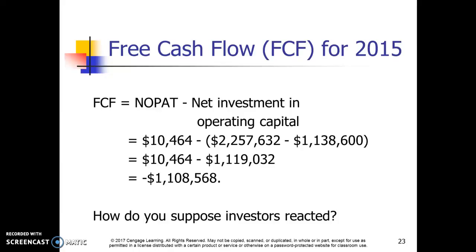Free cash flow for 2015. All right, so their net operating profit after taxes minus their net investment in operating capital. So for 2016, they ended up with a negative 1.1. All right, so how do we think investors reacted to this? I would say they reacted quite badly, right? Because there's no free cash flow to reinvest in the business or for dividends and stuff of that nature. So not a good picture here.